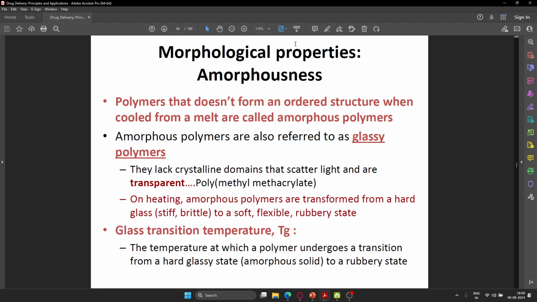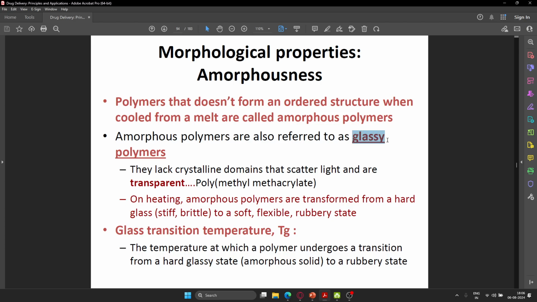So the other morphological property of a polymer is the amorphousness of the polymer, right? Which is basically polymers that do not form crystals. When you heat them and cool them, they do not form the crystalline structures and crystals that we previously discussed. All of the polymers that do not form the crystals are called the amorphous polymers, and they're also referred to as glassy polymers.